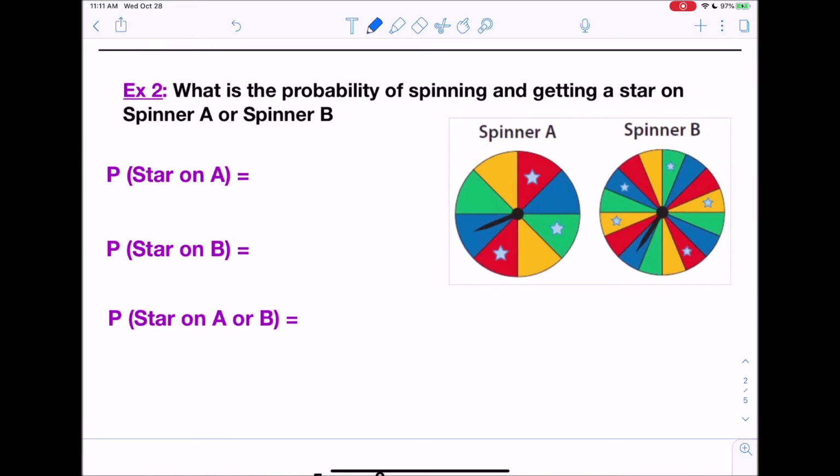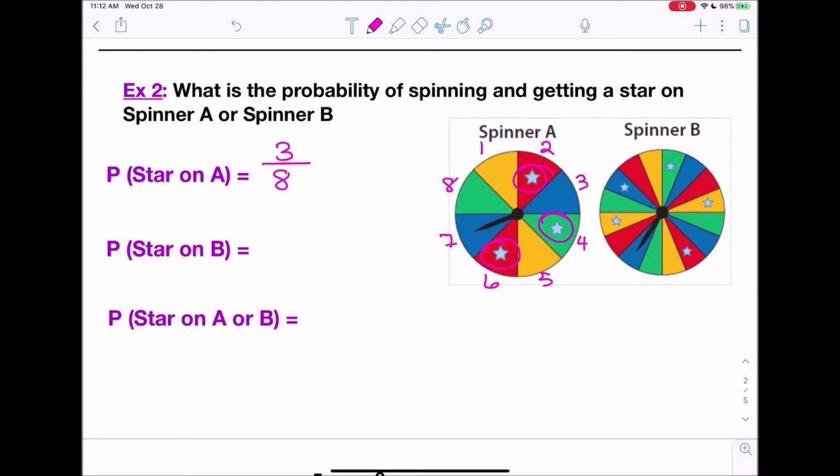So what's the probability of getting a star on spinner A? Well, first of all, we have 1, 2, 3 stars. So there are 3 stars on spinner A. And now we need to number the total number of parts of spinner A. So we have 1, 2, 3, 4, 5, 6, 7, 8. So out of the 8 parts on spinner A, 3 of them have stars. So it's going to be 3 out of 8, or 3/8.